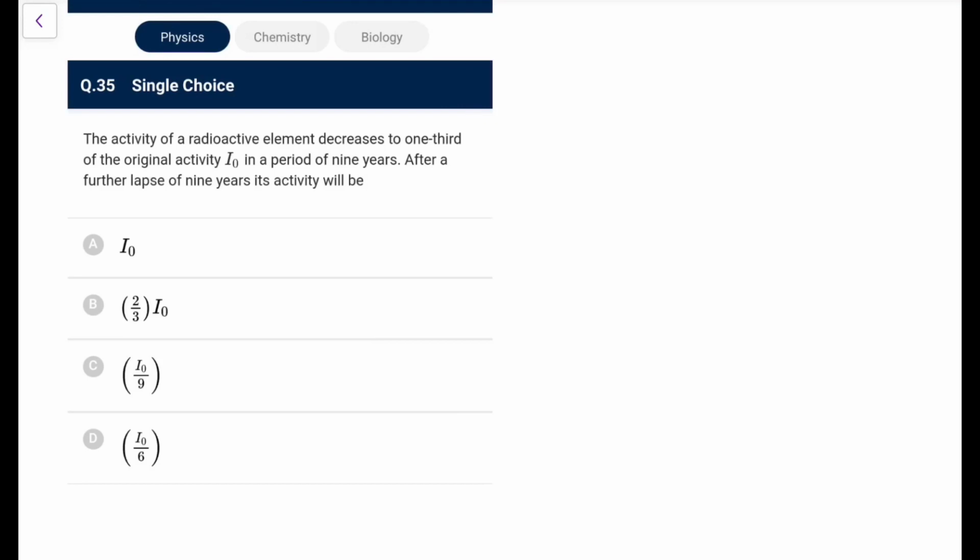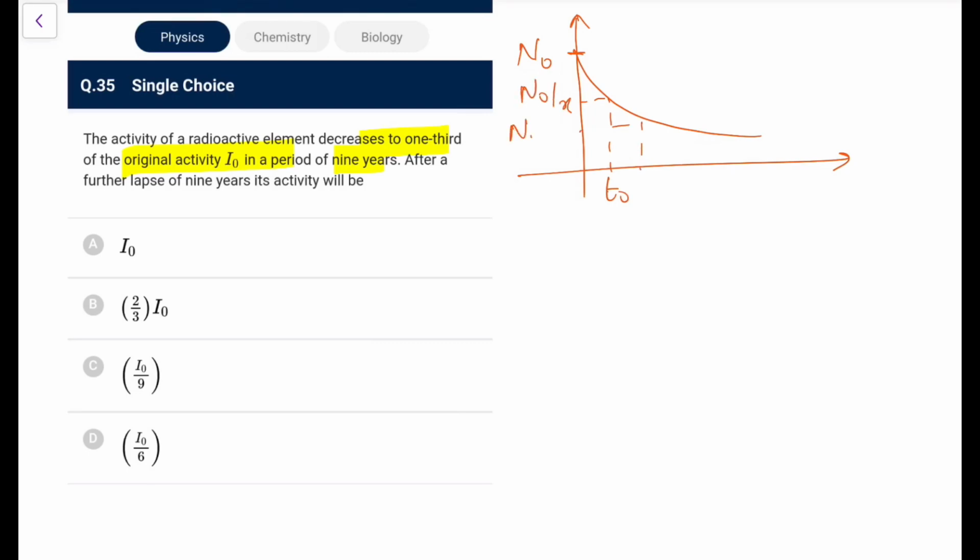The activity of a radioactive element decreases to 1/3 of the original activity in a period of 9 years. After a further lapse of 9 years. So just remember this thing, I tell my students time and again: if it is n naught, and after any t naught time it becomes n naught by x, then after 2 t naught time it will become n naught by x square. After 3 t naught time it will become n naught by x cube. This magic of half square, half cube doesn't work only for half life, it works for any period. So if in 9 years it becomes 1/3, in another 9 years it will become 1 by 3 square, that is 1 by 9. Go for option C.